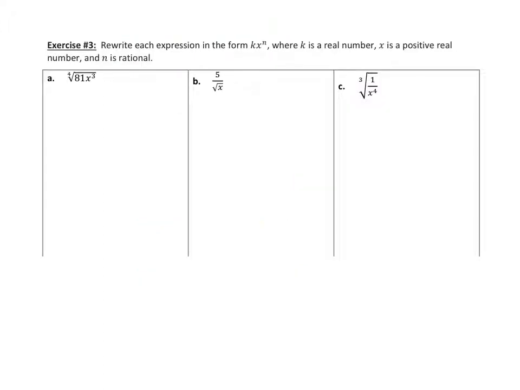Exercise 3. Rewrite each expression in the form kx to the n, where k is a real number and x is a positive number, and here's the key, n is rational. Okay, so again, it has to be a ratio, no radicals, fractions we're looking for. So it's really just about that rewrite step, guys.